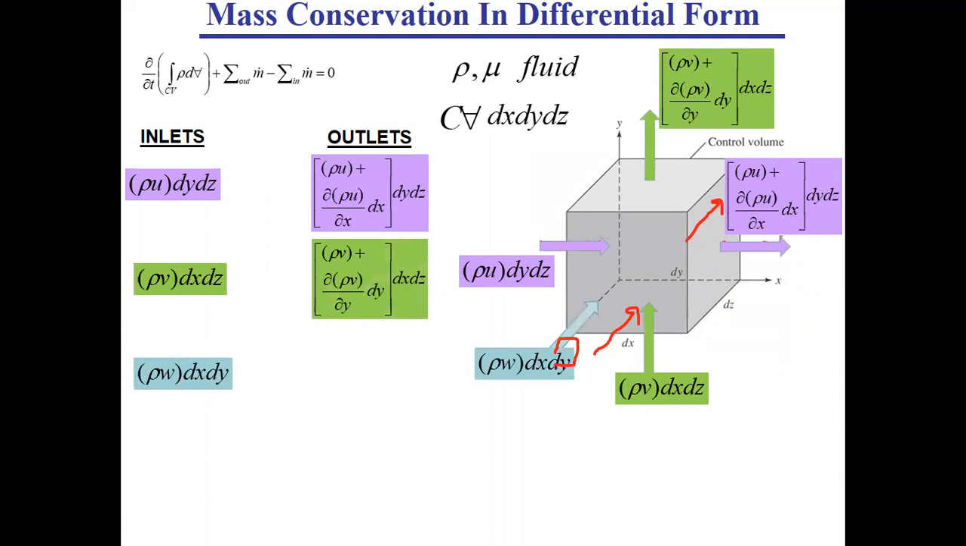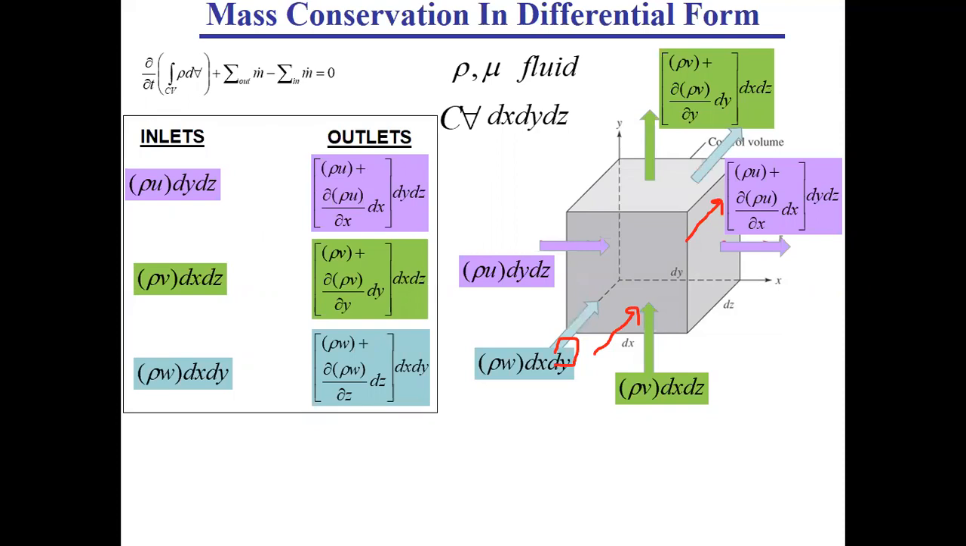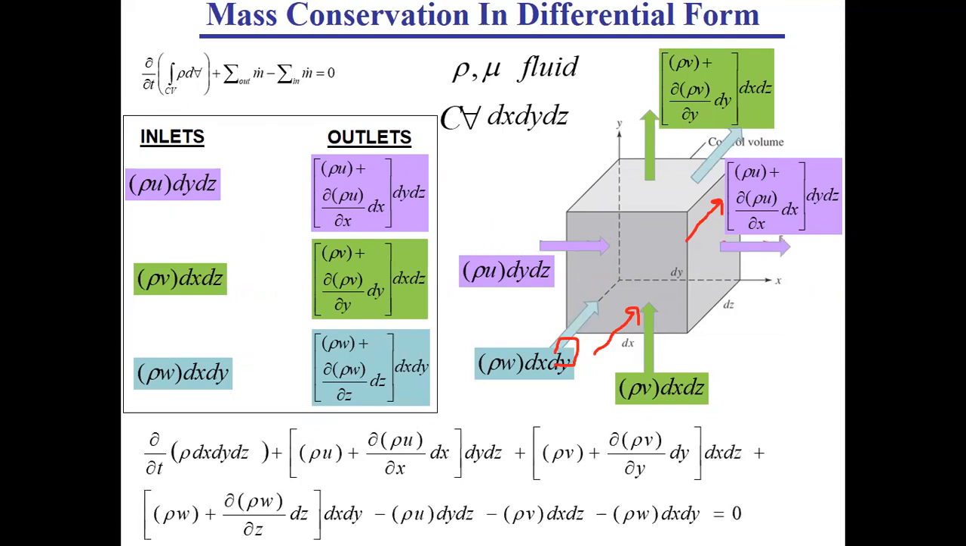So now, after we determine the expression of all mass flow rates, we get three mass flow rates at inlet and three mass flow rates at outlet. Now we are ready to plug into the balance. So what we will do then, we will say that the storage term here, what is the storage term? It's del by del t of rho times dV. And as we said, dV for this element is dx times dy times dz.